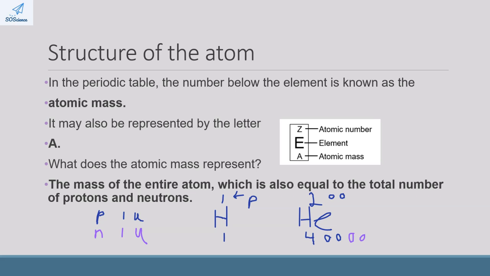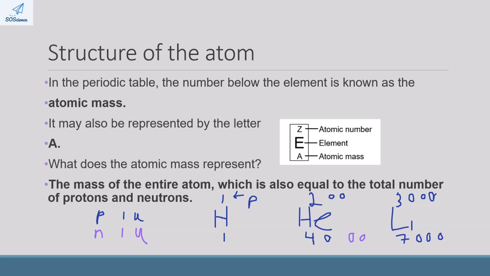Let's consider a lithium atom. A lithium atom has an atomic number of 3 and an atomic mass of 7. This 3 accounts for 3 protons. Each proton has a mass of 1 unit, but the mass of the entire atom is 7. So again, we know that 3 of the 7 come from the 3 protons that a lithium atom definitely possesses.